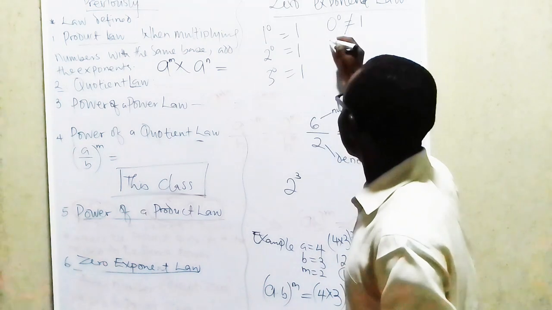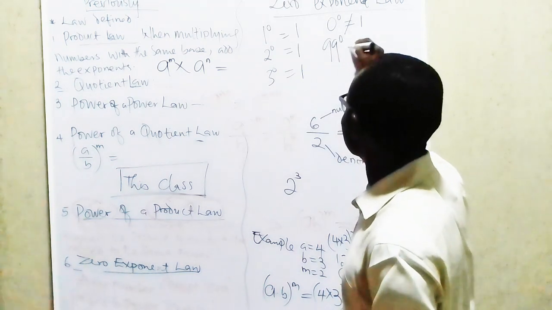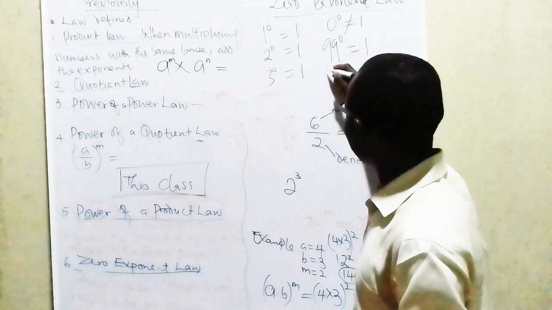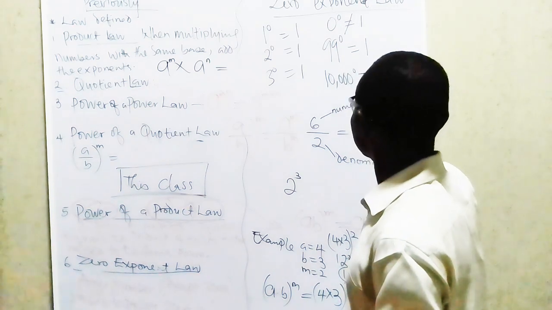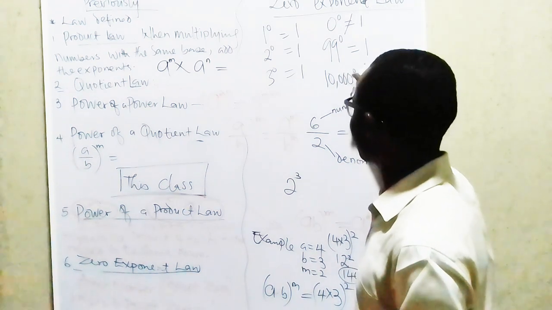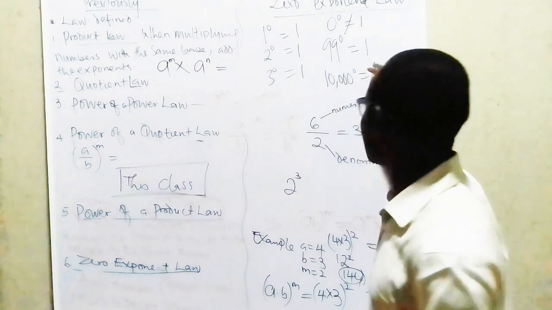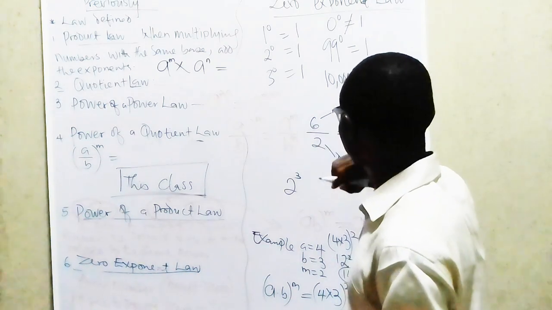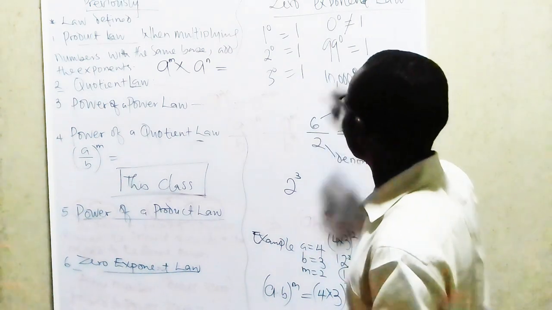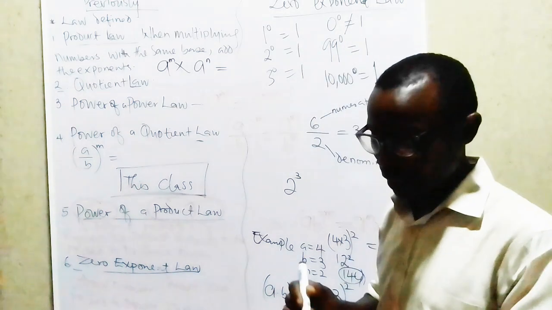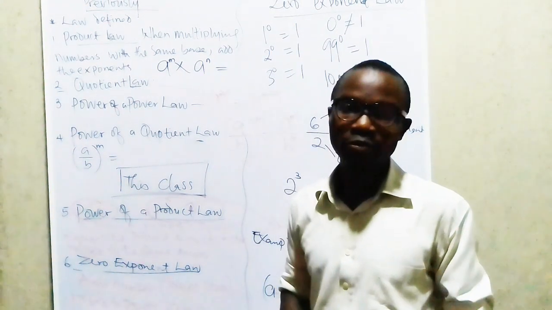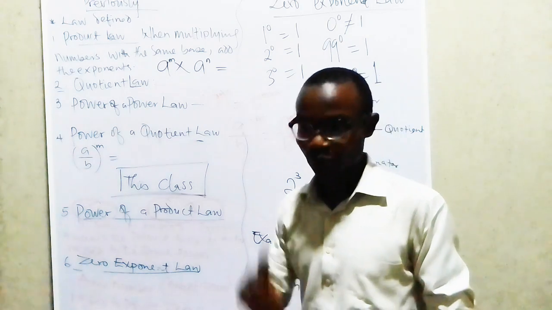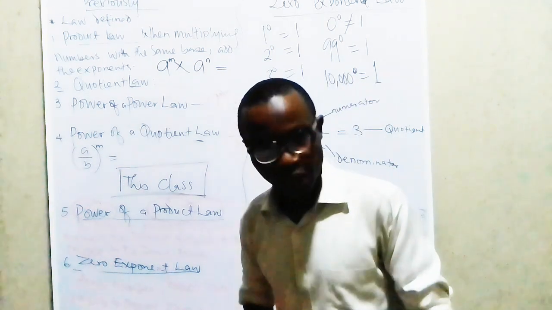So even if I have 99 raised to the power 0, it still equals 1. If I have 10,000 raised to the power 0, every number is equal to 1. This is not degree, it is 0. So this is the zero exponent law, that any number raised to the power of 0 is equal to 1.